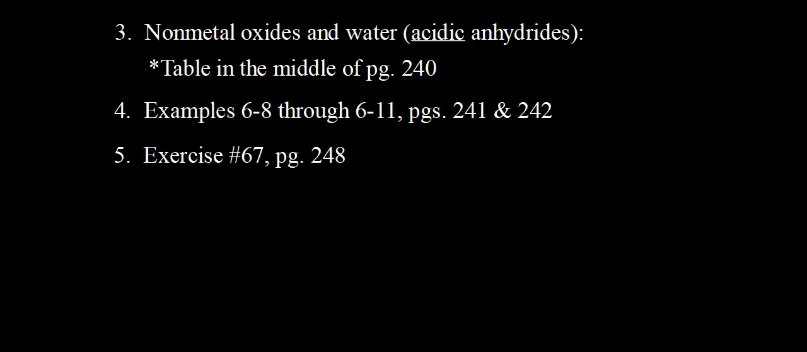Page 248, number 67, you're just identifying the type of oxide that each is. So it's asking specifically if they are basic anhydrides or basic oxides. And so the only ones that are B and D. And then A, C, and E, those look like nonmetal oxides or acidic oxides, acidic anhydrides.